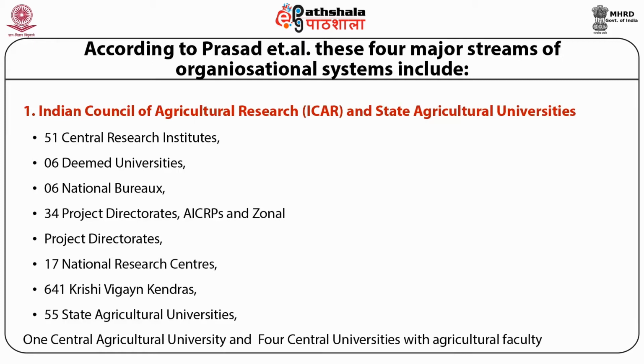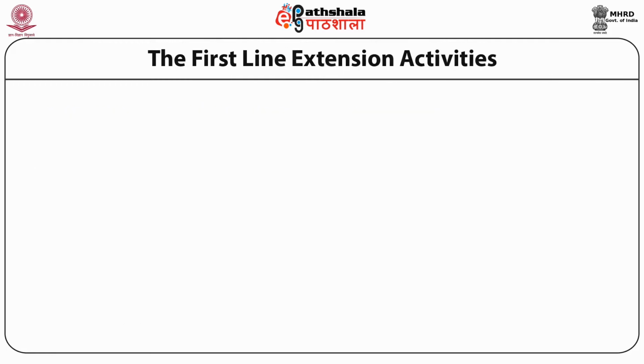The next group of institutions, meant exclusively for providing extension services, are identified as field extension or extension service initiatives. ICAR and state agricultural universities are taking up first line extension activities. The first line extension activities under ICAR include national demonstrations, which is one of the first line extension activities of ICAR.